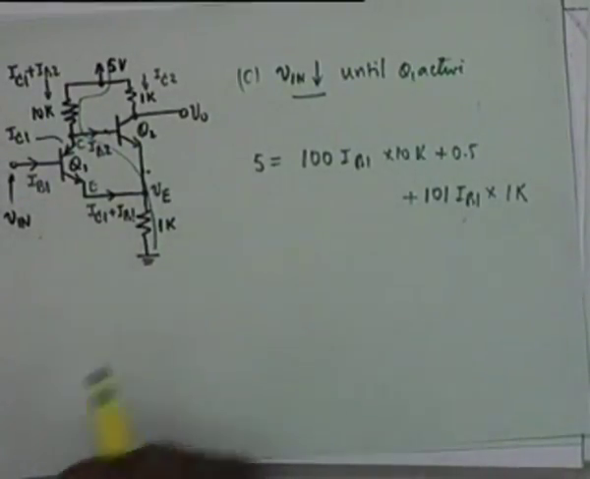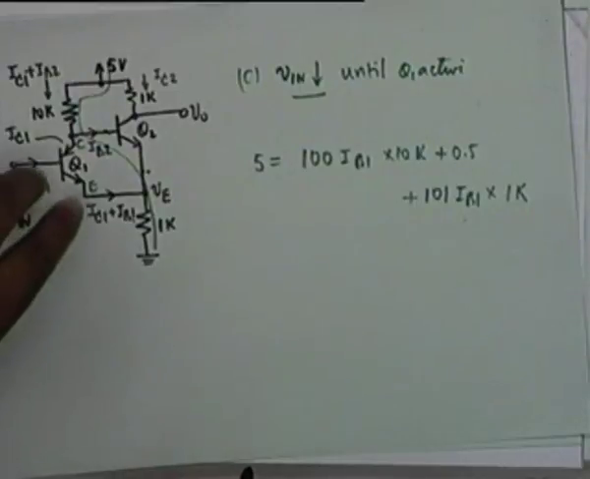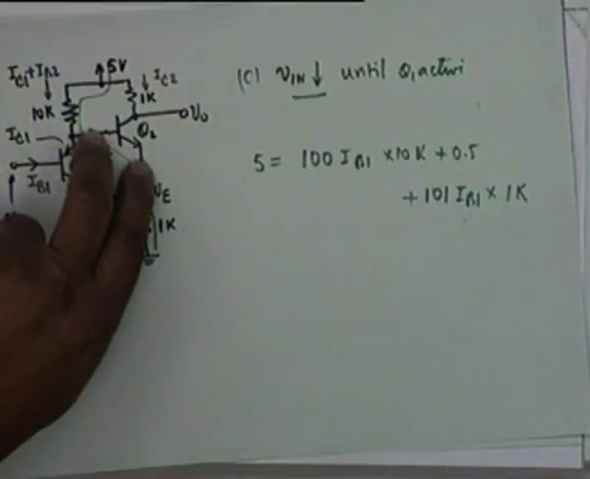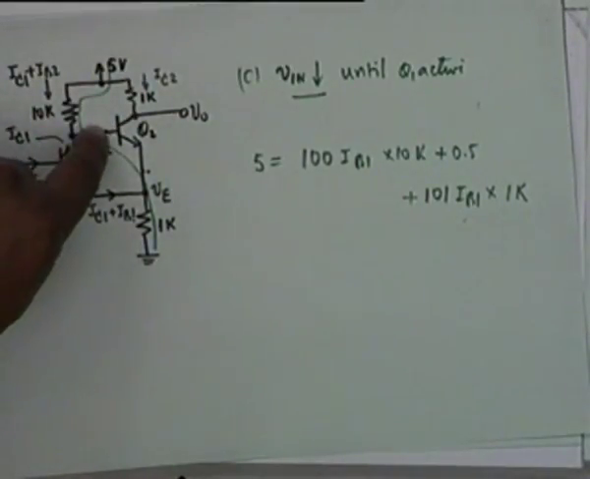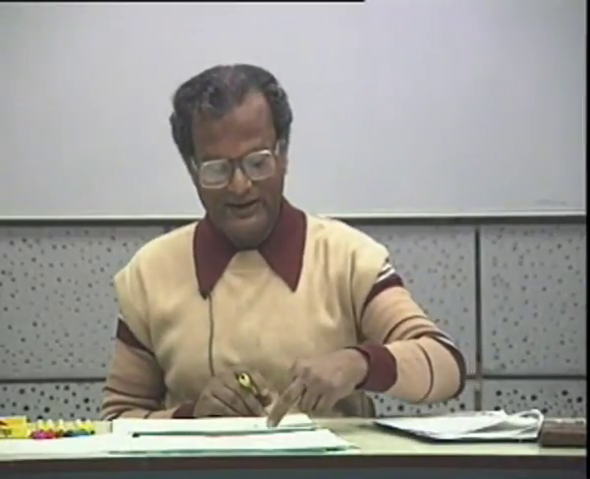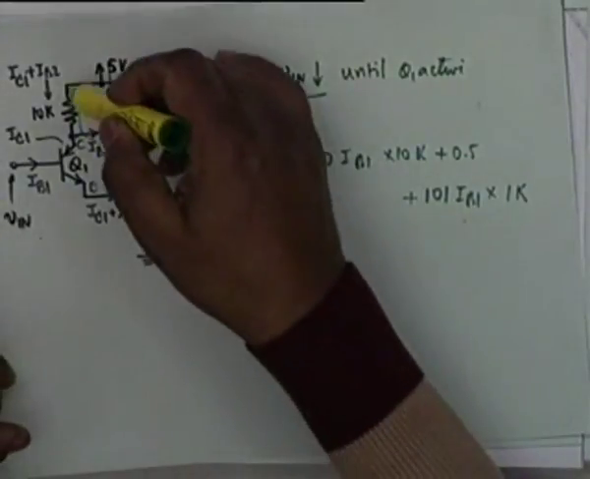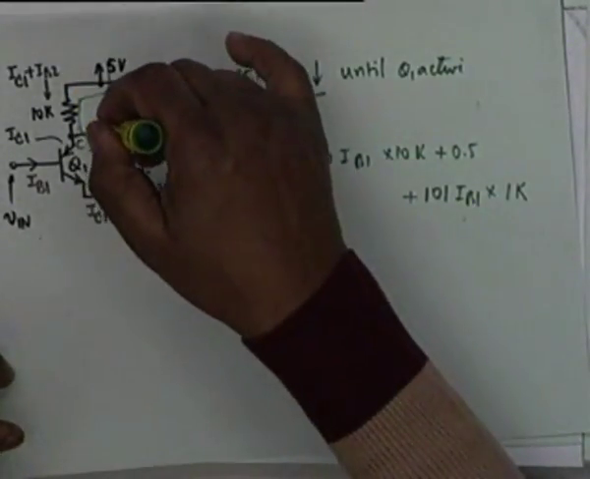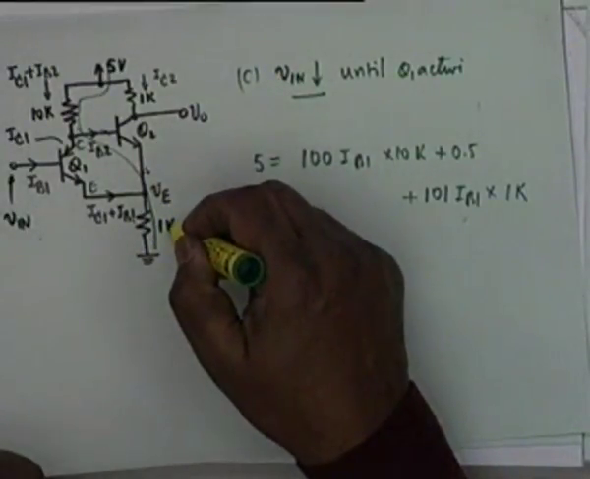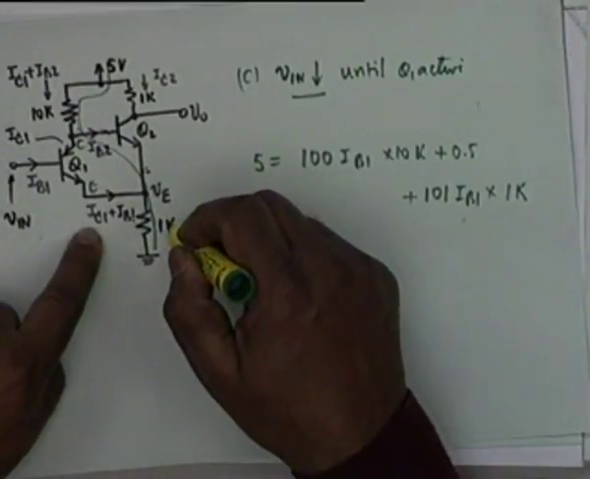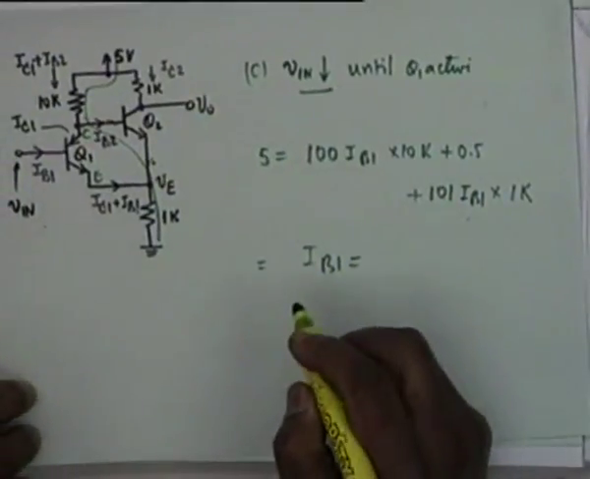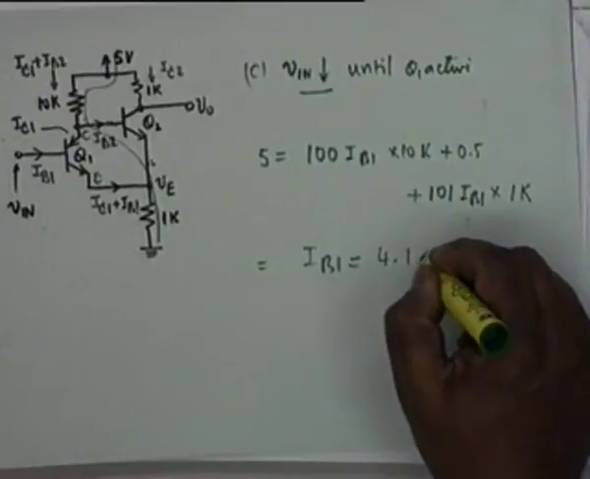Yes. V in is now reduced until Q2 just starts conducting. When it just starts conducting, IC2 is 0, IB2 is 0, but a little increase will make both of them non-zero. So my KVL says 5 volts must be equal to the drop across 10K plus the cut-in voltage plus VE, and VE is the 1K drop due to current IC1 plus IB1. Now what does this give you? This gives you IB1, and IB1 comes out as 4.1 microampere.